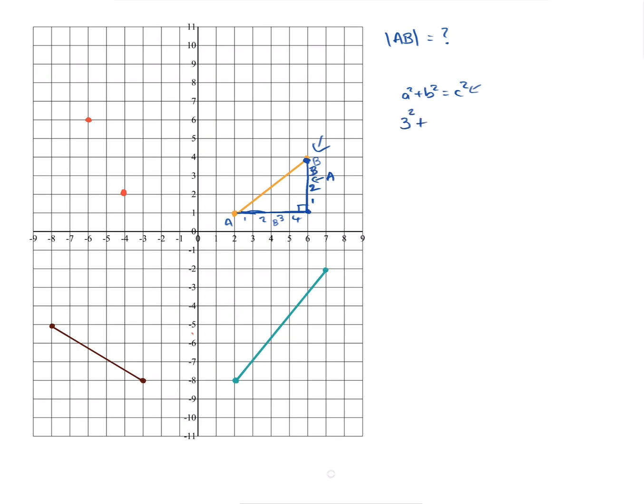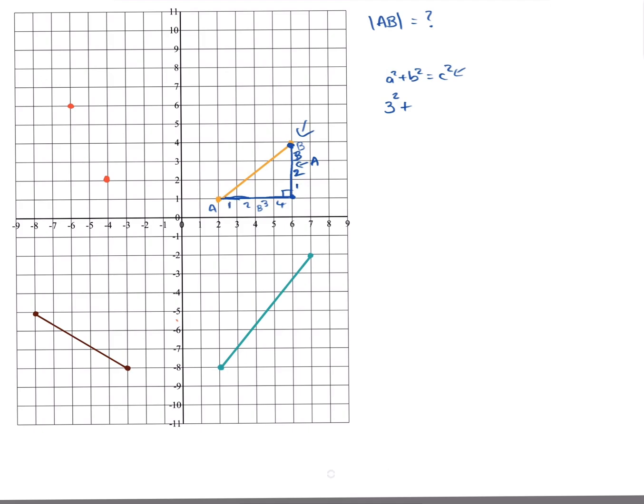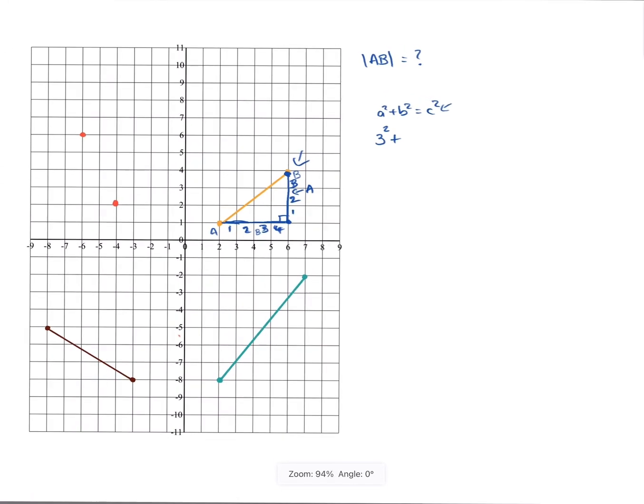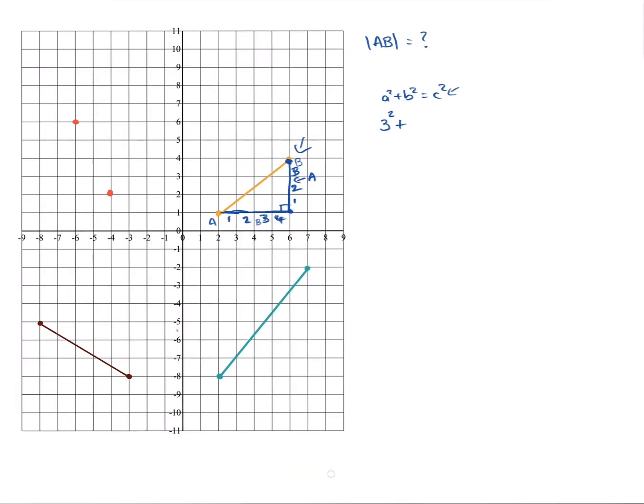Plus, now b squared, we counted 1, 2, 3, 4. Let me just readjust this. Sorry about that. So we counted that the bottom is 4 squares wide, so we write 4 squared. Okay, and we don't know what the yellow line is yet, but hopefully you remember Pythagoras' theorem. So 3 squared is 3 multiplied by 3, which is 9. And then 4 squared is 4 multiplied by 4, which is 16.